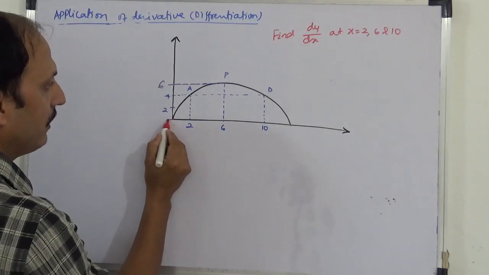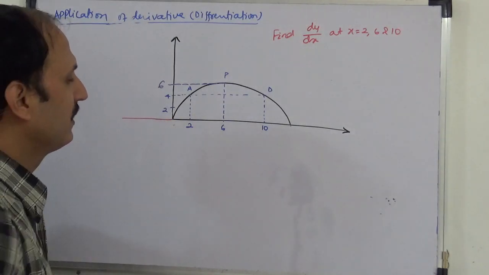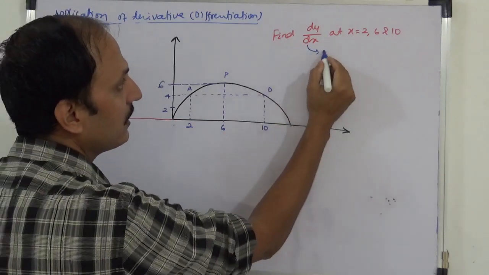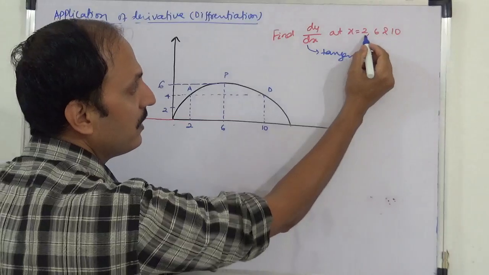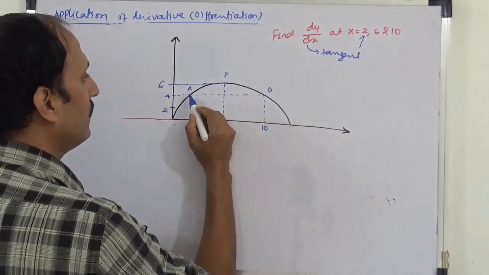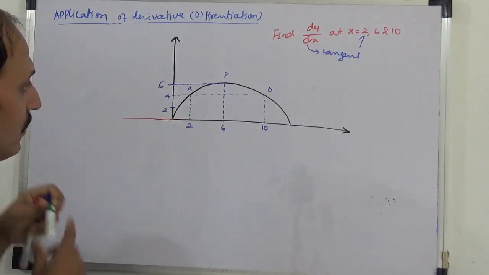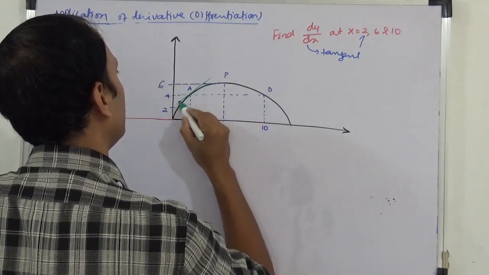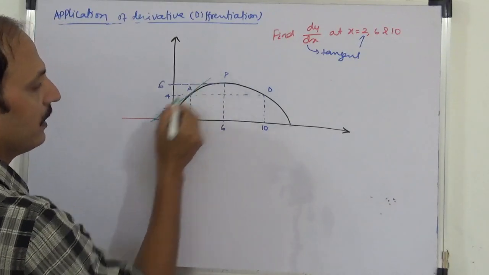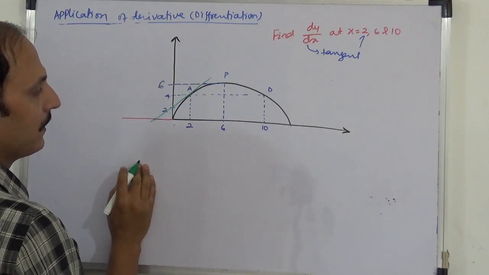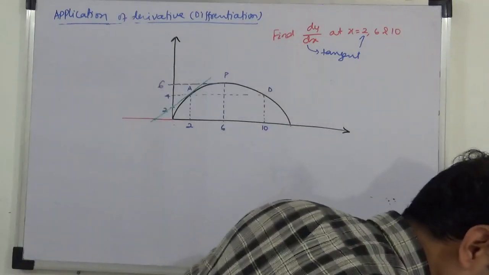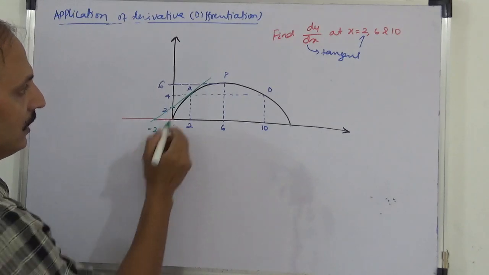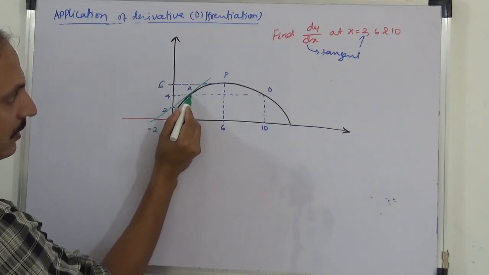So dy by dx means slope, as we have just discussed. So what do we have to do? You have to draw the tangent, which means you have to find the tangent at points 2, 6 and 10. So if you draw the tangent at 2, the tangent will look like this. It becomes my tangent. This cuts here at -2. So this tangent is tangent to the curve at point 2.